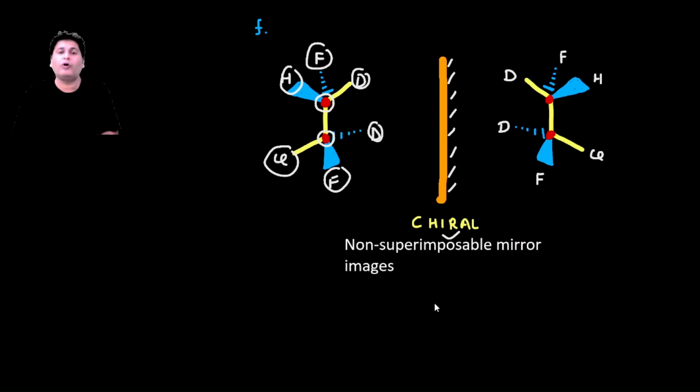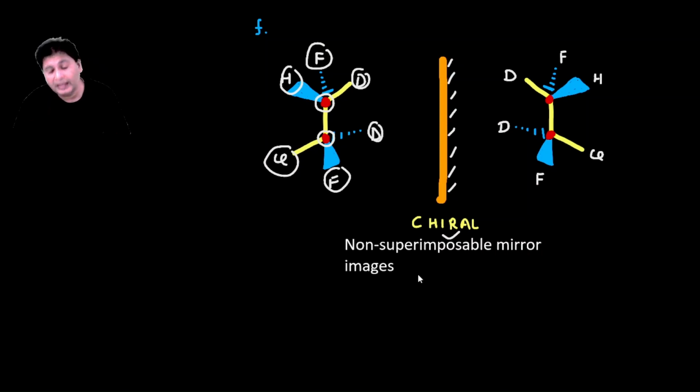Now here I want to make a strong comment. If the compound has just one chiral carbon, it will definitely be chiral in nature. If it has no chiral carbons, in most cases it will be achiral. A few cases are there, which I will take up afterwards. But if you have more than one chiral carbon, then in some cases chirality will be there, and in some cases it will not.